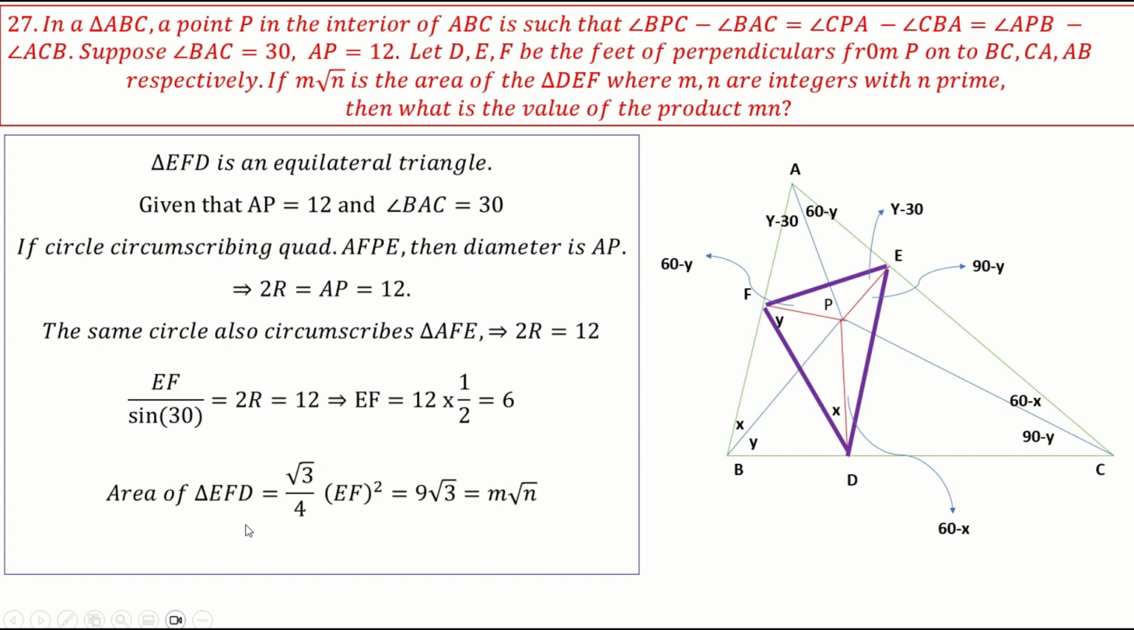Which means the area of the equilateral triangle is root 3 by 4 into EF square, right? Which is 9 root 3. This is in the form of m root n, right? So m is 9, n is 3. So m into n is 27. This is the answer.